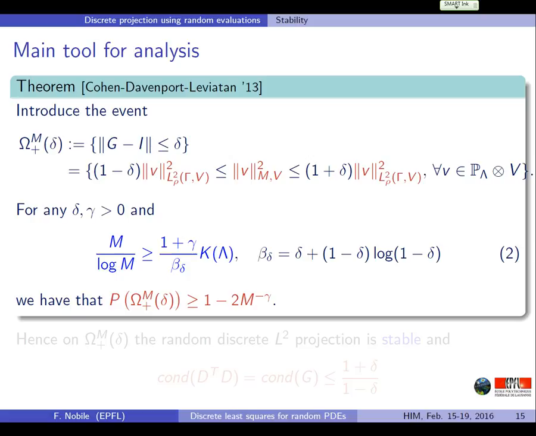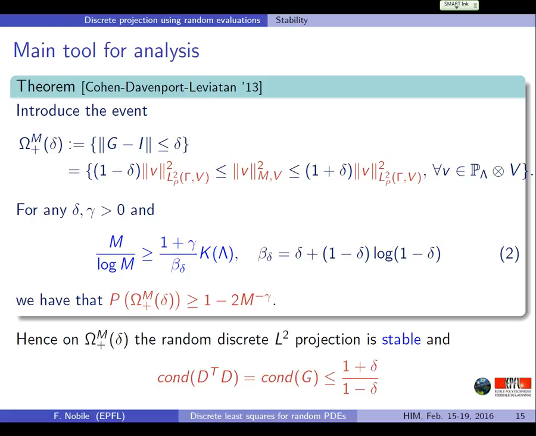Okay, and I say it's non-uniform because here I'm assuming that lambda is fixed. So you have chosen a priori the index set you want to work with, and you just have to show that this holds. And the relation looks like this: M over log M should be larger than 1 over gamma, where beta delta scales like delta squared, times this constant kappa of lambda. Okay, and with this you can show that you have a high probability of success of having this norm equivalence.